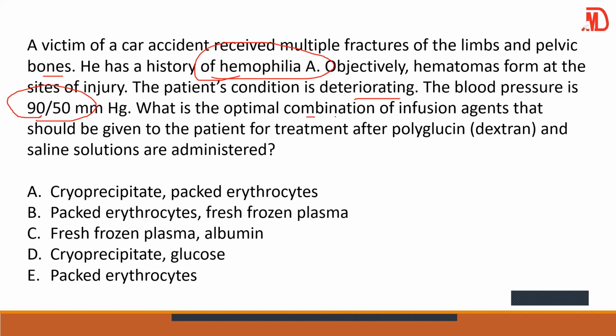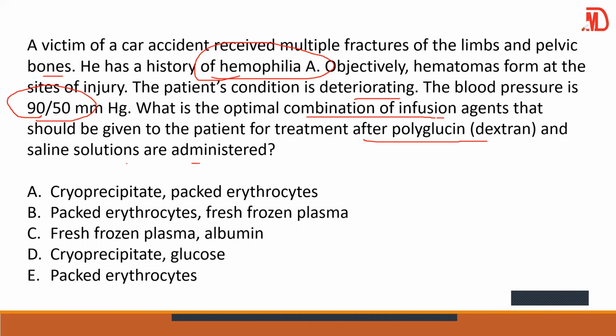Now, what is the optimal combination of infusion agents that should be given to the patient for the treatment after dextran and saline solutions are administered? So you are giving your IV fluids, all right? Now, what other thing will you need to give to this patient? Right now, you need to make sure that the patient is getting his or her cryoprecipitate or fresh frozen plasma.